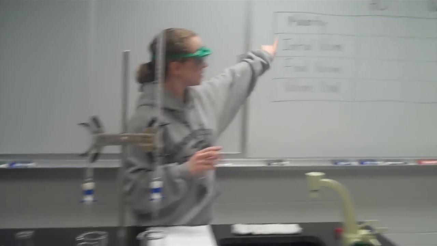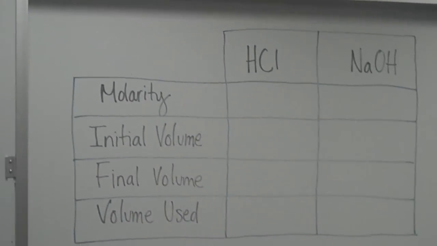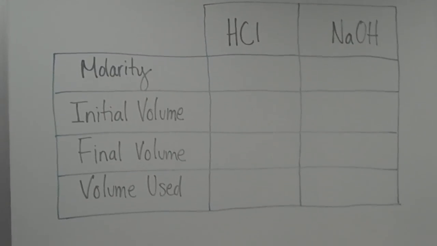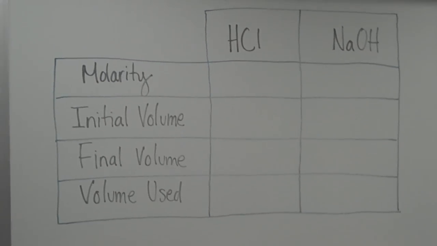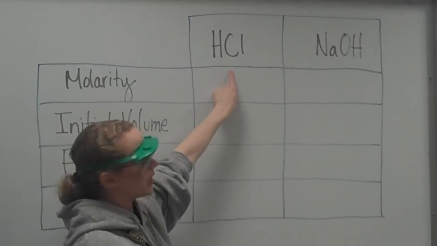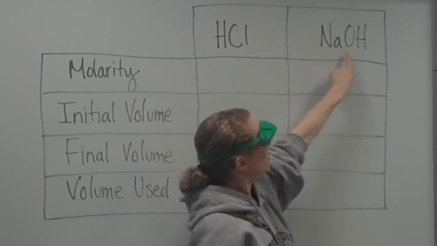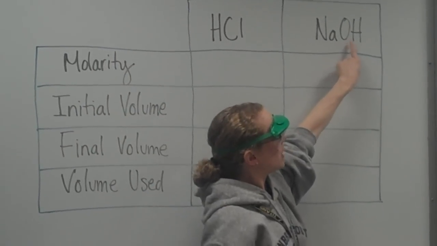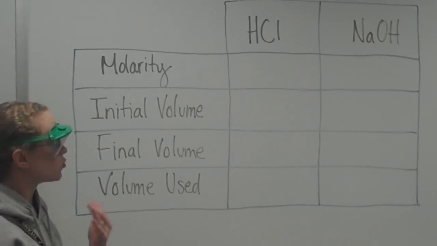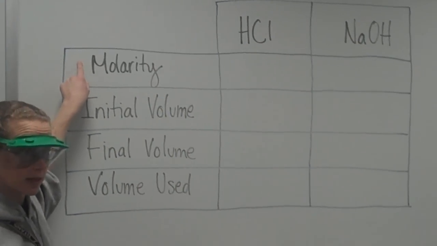Okay, I have a data table set up over here that you will have in your lab notebook ready to go. And the very first thing we do is record the molarity of our base. So looking at the data table, our acid is here, HCl. We know it's an acid because it has an H in front of it. Our base is over here, NaOH, and we know it's a base because it has an OH at the end of it. The first thing we have to do is write down what the molarity, the concentration of the base we're using, is going to be.